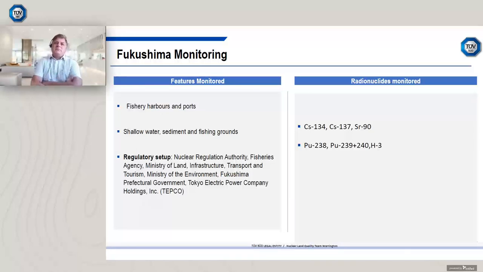Fukushima monitoring. The focus of the monitoring scientists at Fukushima has been on fishery harbors and ports, shallow water sediments, and fishing grounds. Looking at the regulatory setup in Japan, it's driven mainly by the Nuclear Regulation Authority, by different agencies of the Japanese government, and by TEPCO as well. The key isotopes monitored by this program were cesium, strontium, plutonium, and tritium, with cesium being key to understanding the biomagnification impact, particularly in the fish and in the food chain.